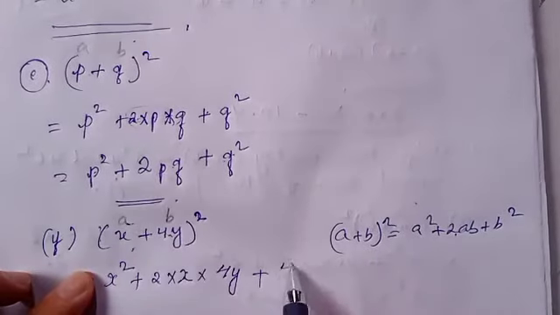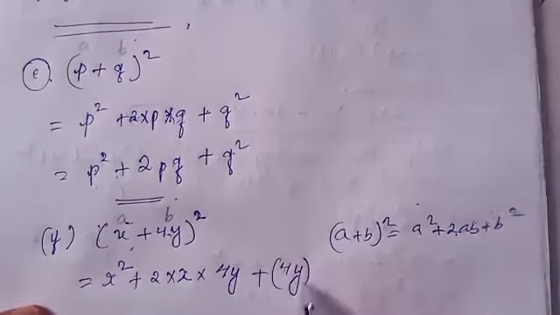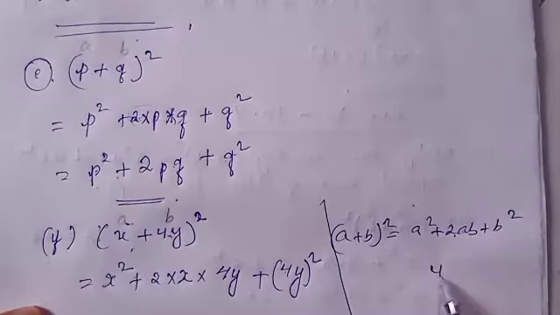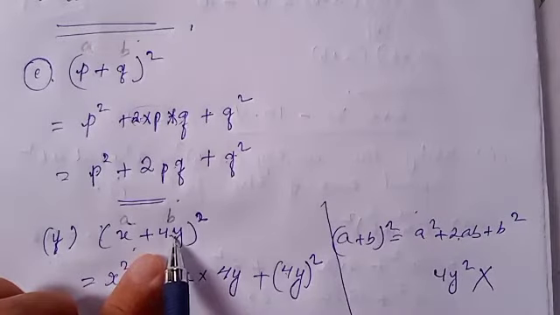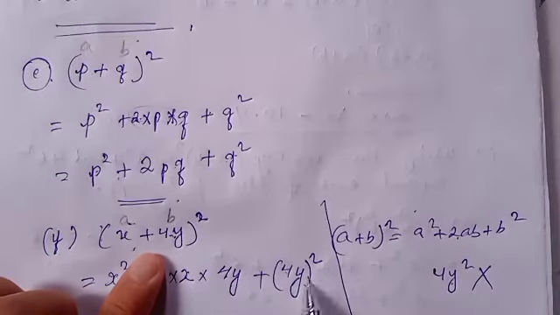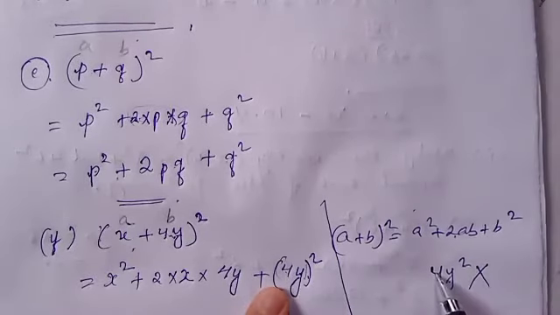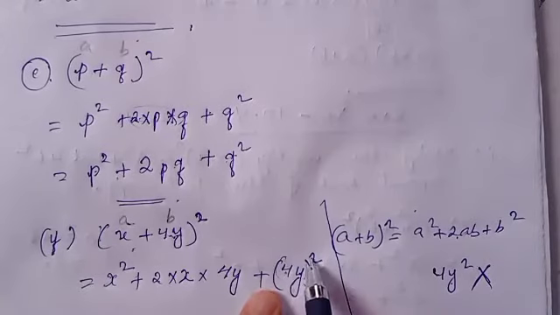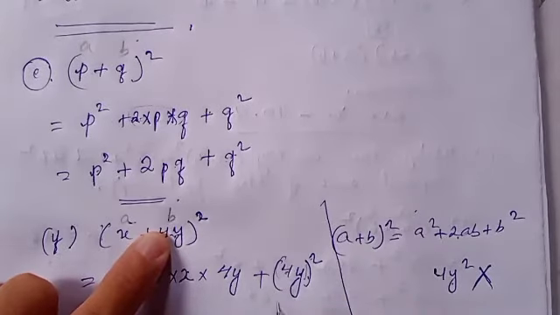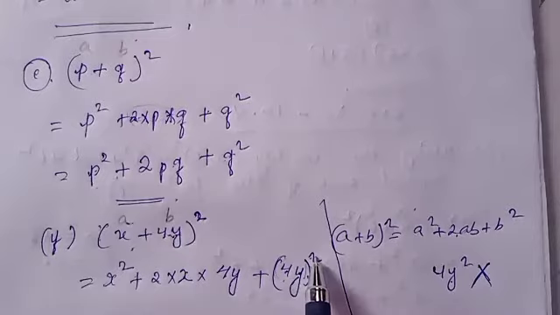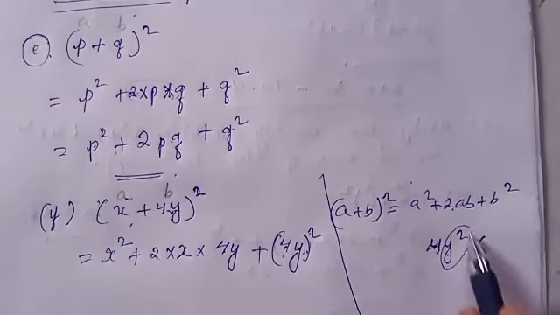B is 4y. We have both 4 and y, so in this case you make it the whole square. Please don't write 4y square, this is wrong. If only one term is there, there is no need to write it inside the bracket. But if two terms are there, you please write them inside the bracket. Don't write 4y square, you write 4y the whole square. Why? Because 4 is also there, y is also there, right? So in this case you have to make it 4y the whole square. Don't write 4y square only. If you write 4y square, only y is squared, not 4.